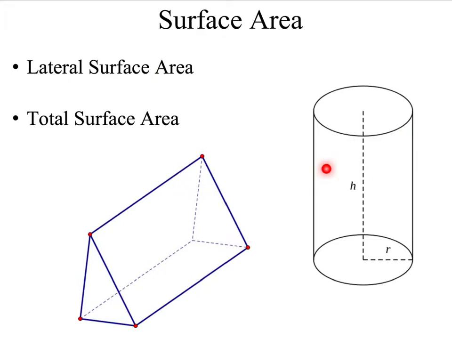For this cylinder, this part right here that I would be able to hold. So if you picture this as like a paper towel roll, paper towel rolls are hollow in the center, but the part that you grab, you're grabbing the lateral surface area. And don't forget, total is the lateral surface area plus the area of the two bases. Circles in this case, triangles in this case.